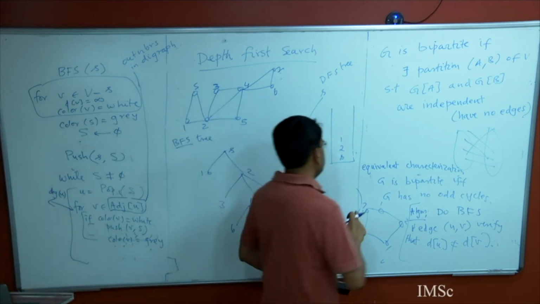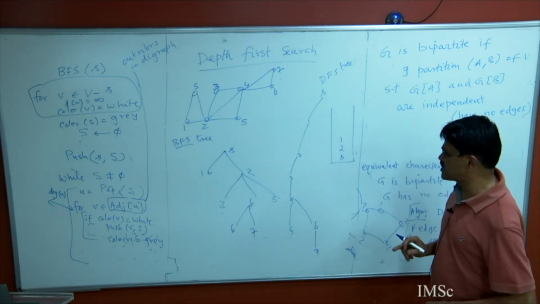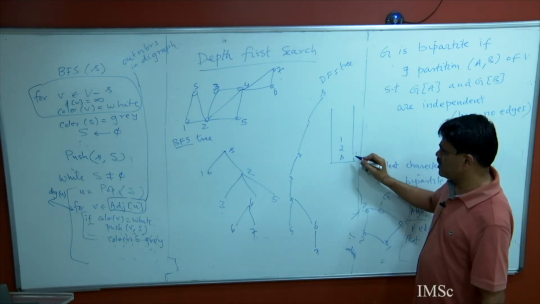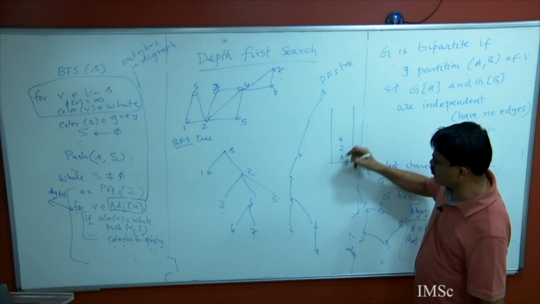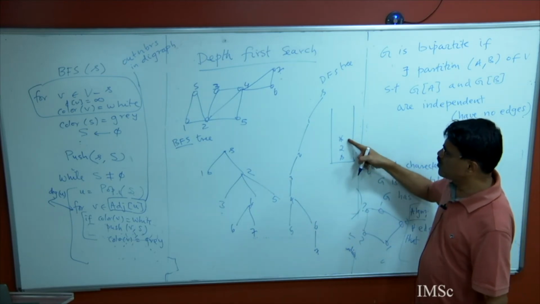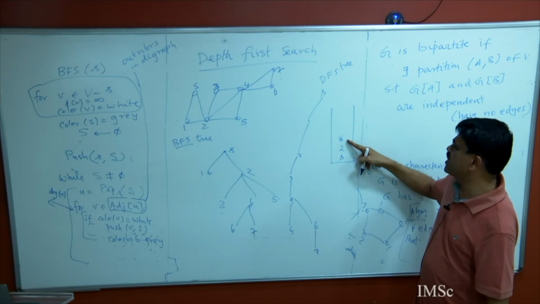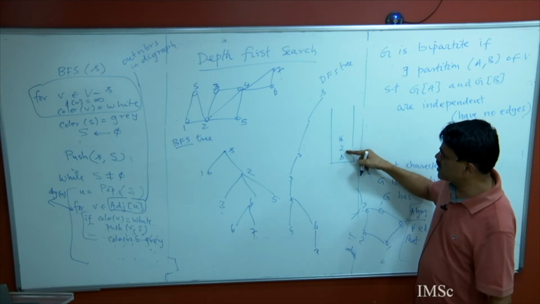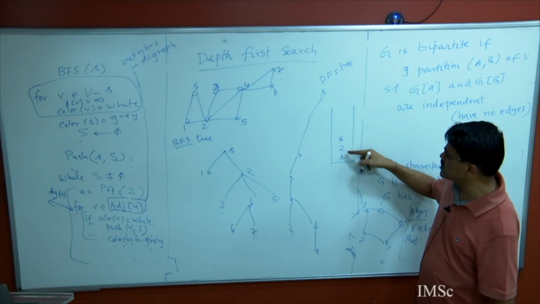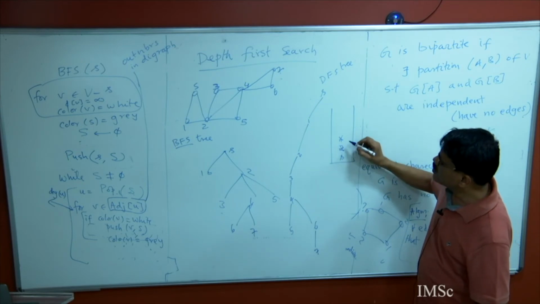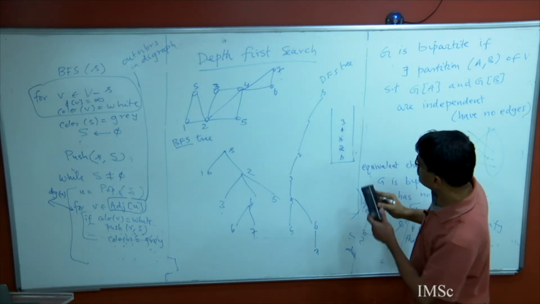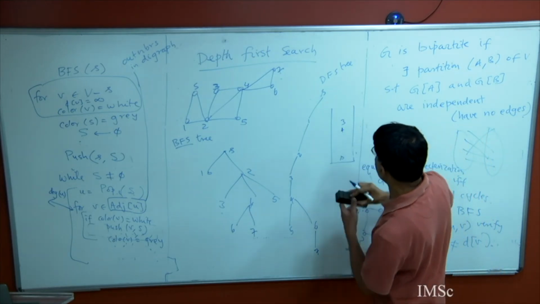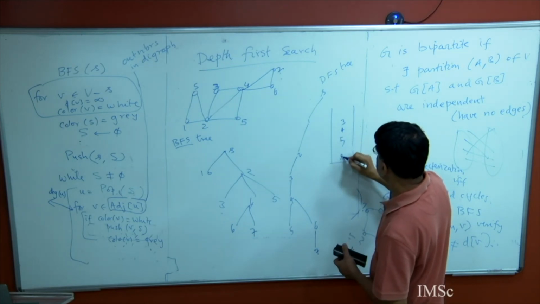Let's see how I'm exploring. So 2 and 1 are added to the stack, and I'll pick 1 to remove, that's the top of the stack, and 1's neighbors are 2 and S, there's nothing more to do. And then I come to 2, so 2 is removed, and 2's neighbors are 3, 4 and 5, right? In some order I've added to the stack.